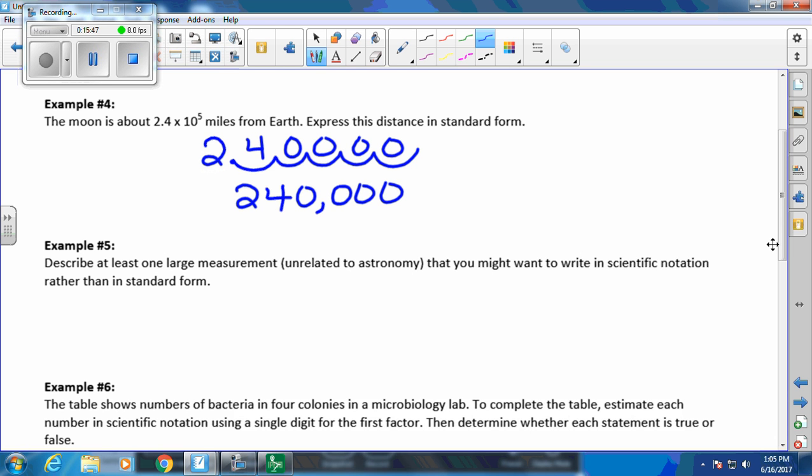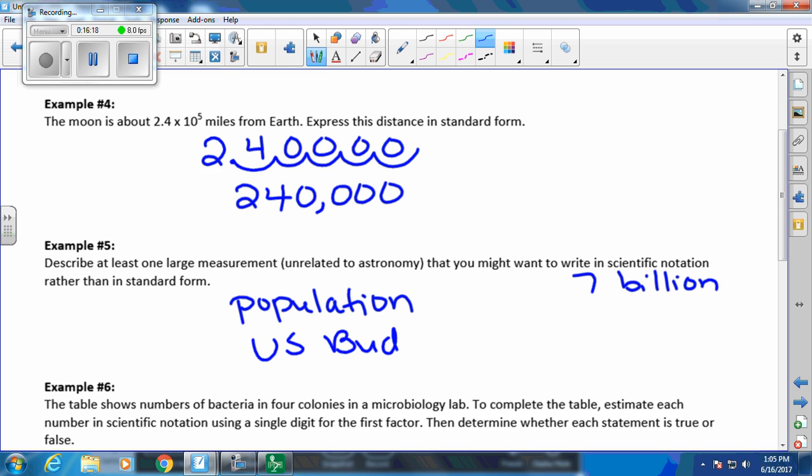So question number 5 is just saying that they want us to describe at least one large measurement unrelated to astronomy that you might want to write in scientific notation rather than in standard form. Some examples from previous years: people said the population of the world. When we say the population of the world, we say 7 billion, and that's a kind of version of scientific notation, but not quite. Some people also said the U.S. budget, or our deficit, could also be written in scientific notation. So there's lots of other ways to do that.